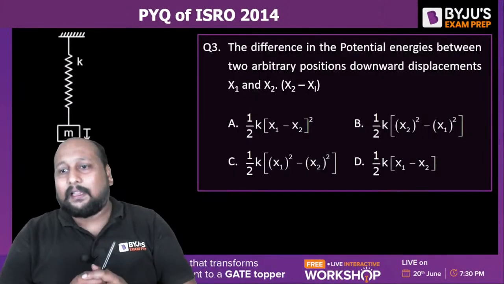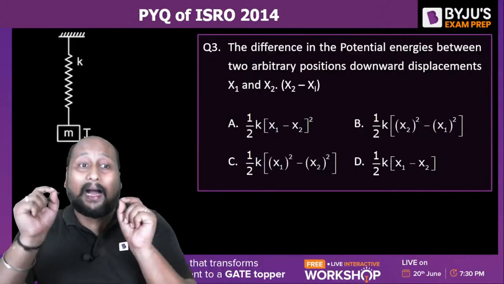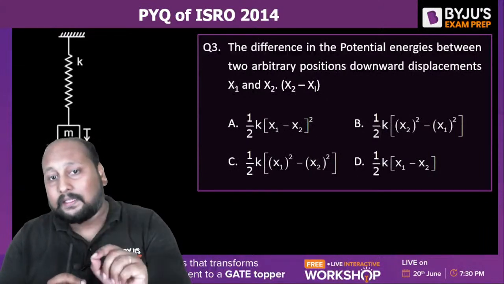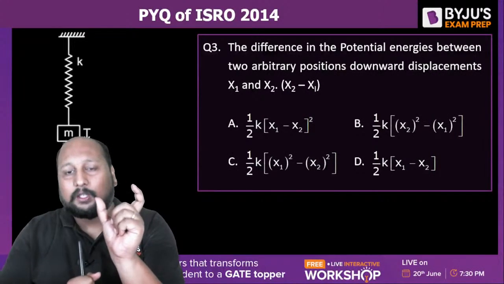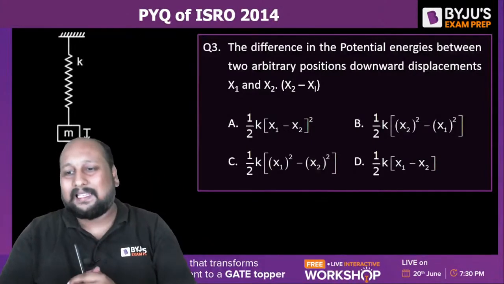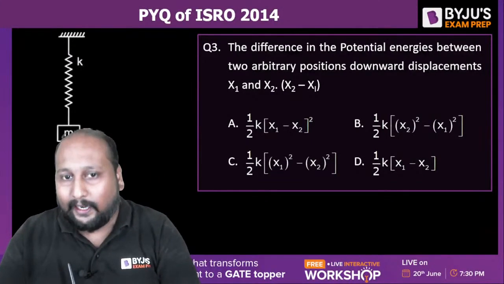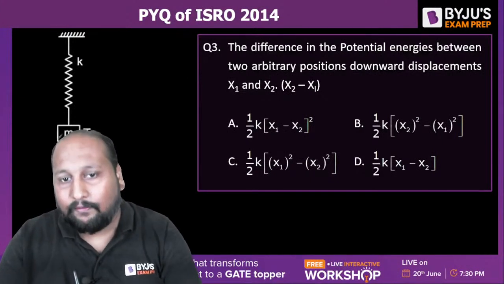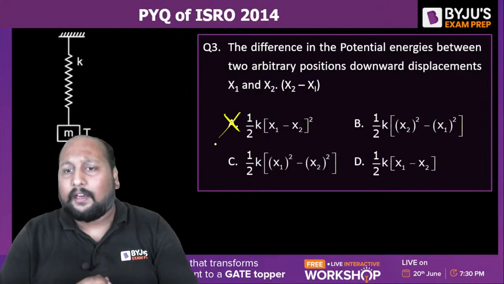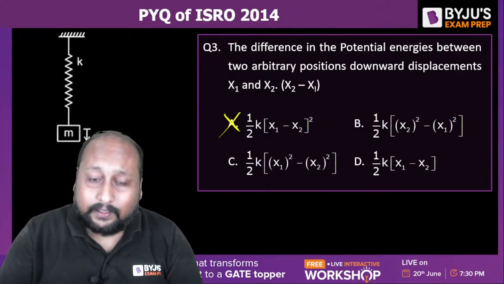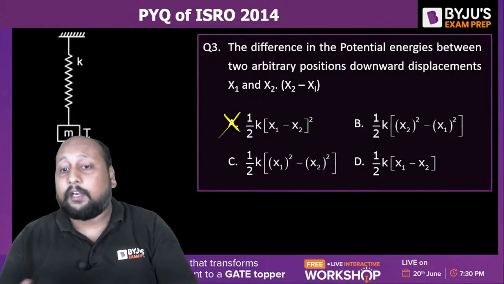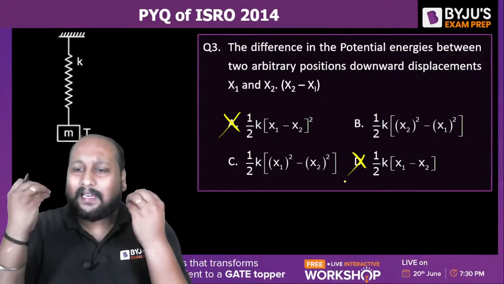The difference in the potential energies between two arbitrary positions, a downward displacement x1 and x2, that means they have a displacement of x2 minus x1, then what is the potential energy difference? Very easy question. See the options and let me know the correct answer. Half k (x1 minus x2) whole square? Bilkul nahi ho sakta. Half k x2 square minus x1 square, half k x1 square minus x2 square, half k (x1 minus x2). So A and D we can directly eliminate.